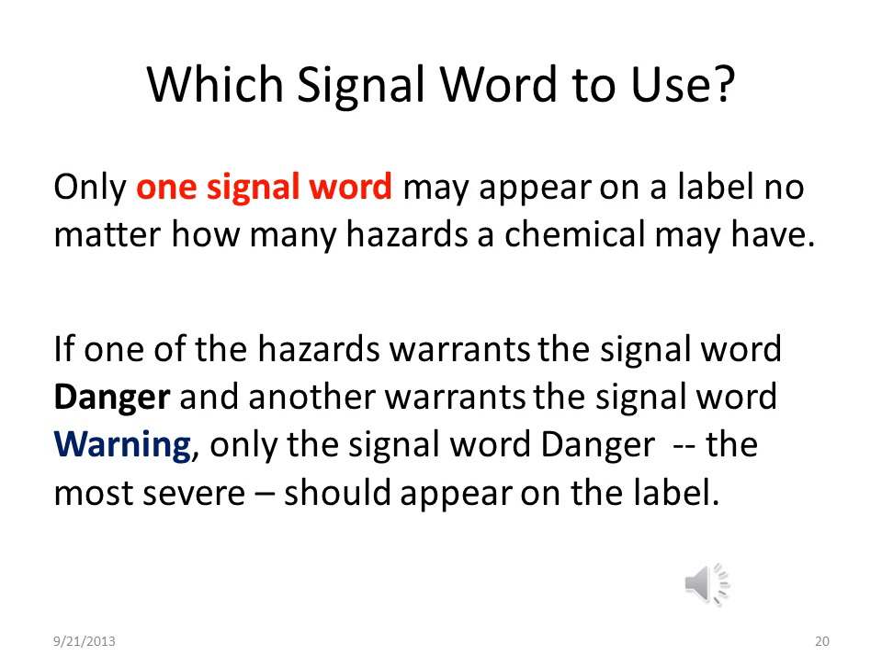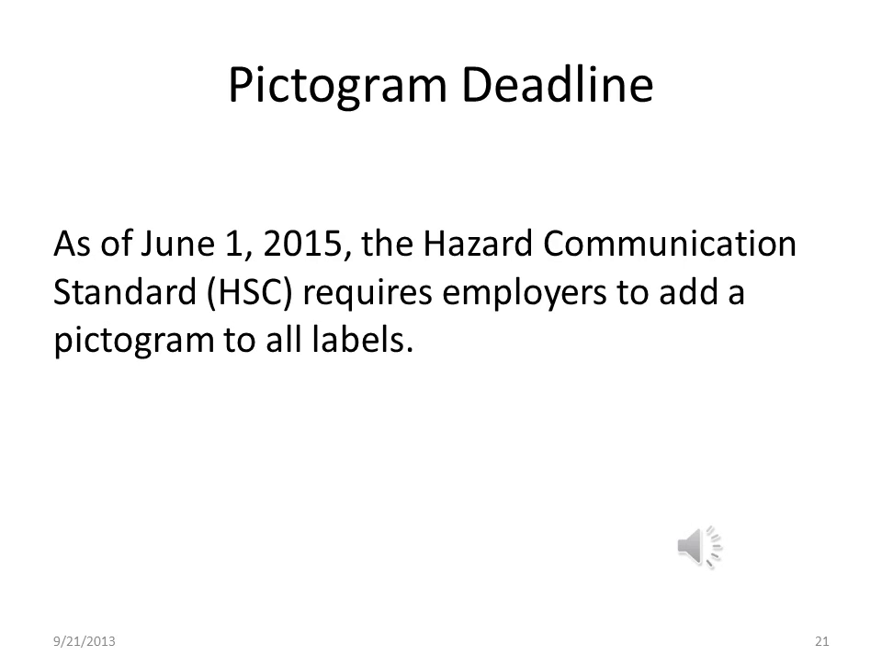So how do you know which signal word to use? If one of the hazards warrants the signal word danger and the other warrants the signal word warning, only the signal word danger, the most severe, should appear on the label. Another label element is the pictogram. As of June 1, 2015, the Hazard Communication Standard requires employers to add a pictogram to all labels.